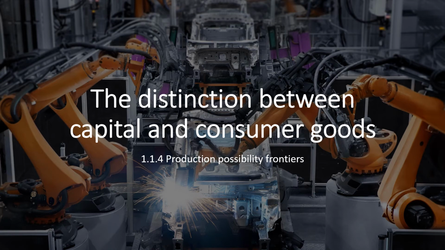Video in the series on production possibility frontiers, which can be found in theme 1 section 1.1.4. So this is going to be about the distinction between capital and consumer goods.